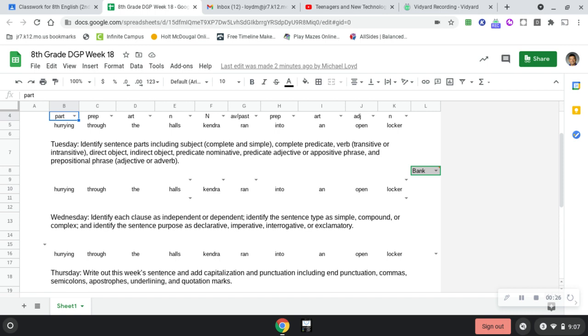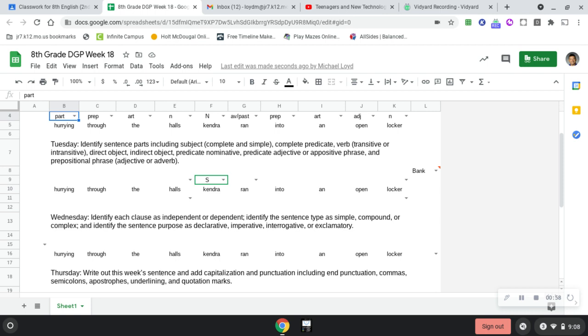So it says the simple subject. What does it say the simple subject is? The who or what of the verb. We said the verb was ran, right? On Monday, we said the verb was ran. So Kendra is ran. So you are telling me that the simple subject is halfway through the sentence? Have you lost your mind? Is that possible?